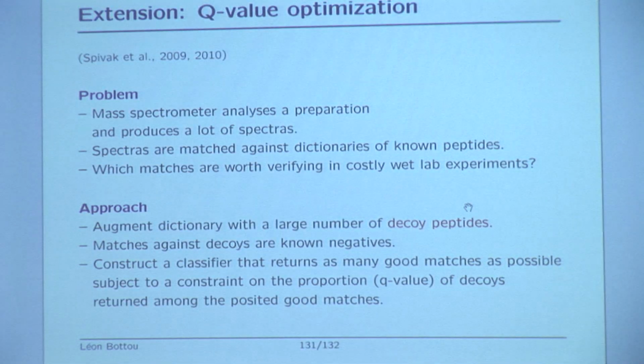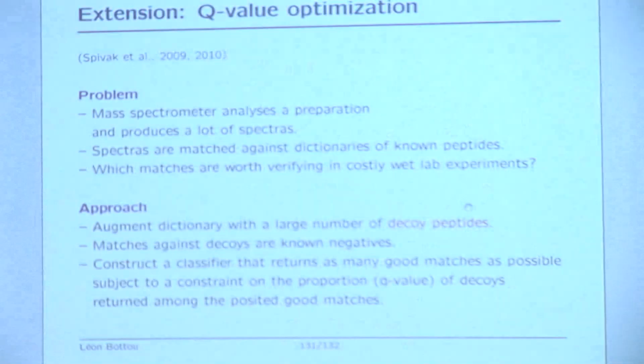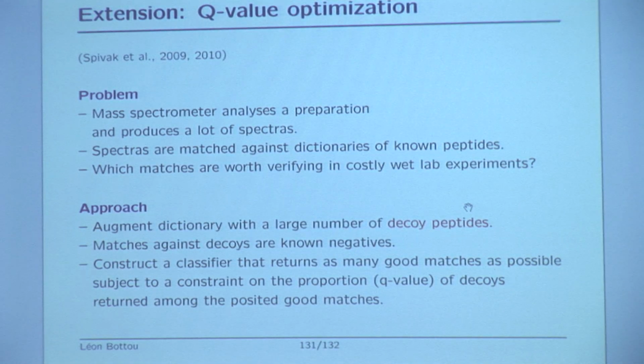they use is to augment the dictionary with fake peptides. They call them the decoys. So now you have a dictionary that has real peptides and plenty of fake peptides. And when you have matches, you can match the real peptides, and you don't know if it's a positive or negative. Or you can match the fake peptide, and you know it's a negative, because they don't exist in nature. That's just fake stuff.